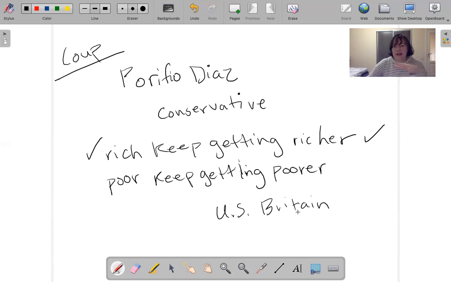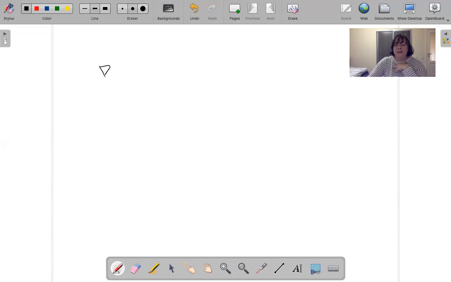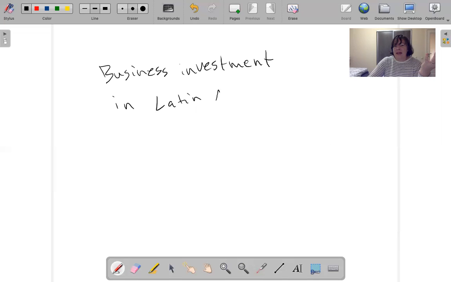In fact, not just Mexico, all across Latin America. Let's start a new page. Business investment. That means money, all the money that was in Latin America, business investment in Latin America. Most of it came from the US and Britain.